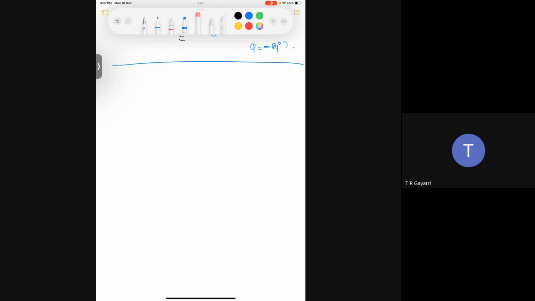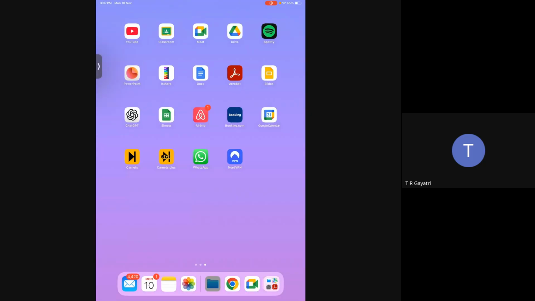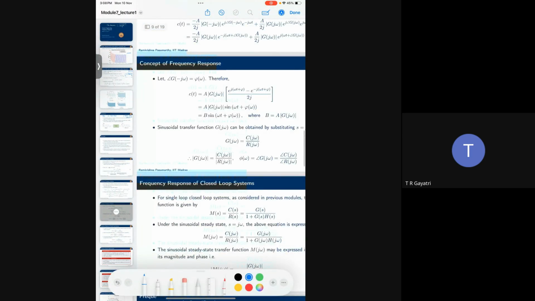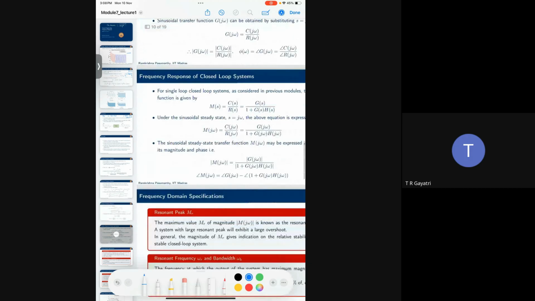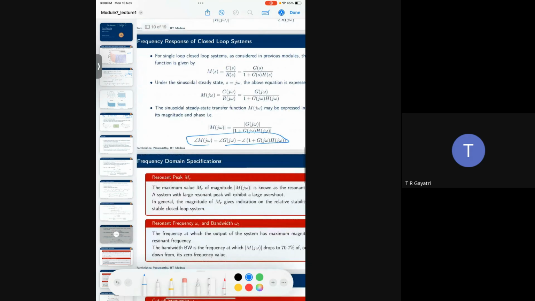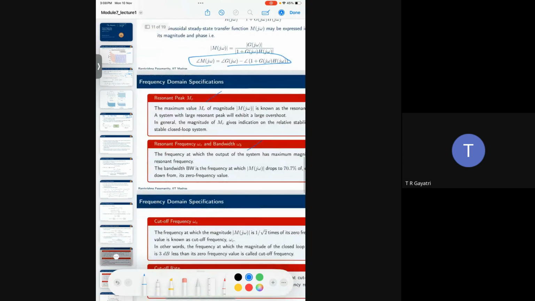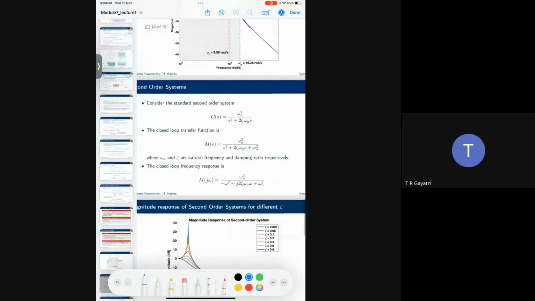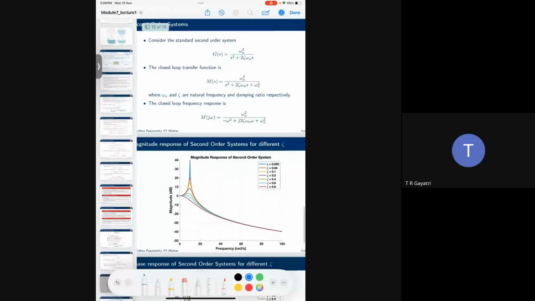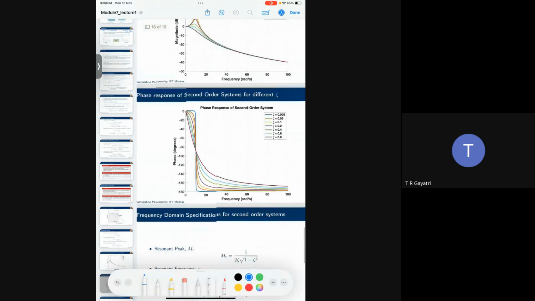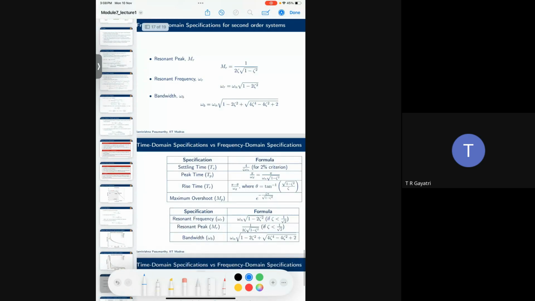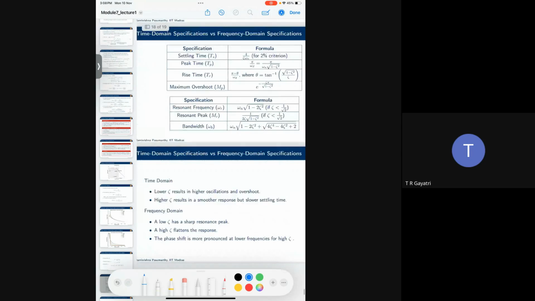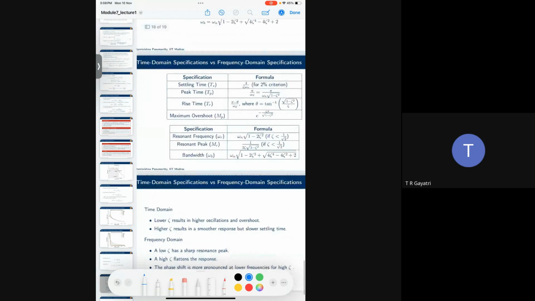Then we'll move to, I think I covered everything in the first lecture. Frequency responses, closed loop system, resonant peak done, frequency done, cutoff frequency done. And second order system representation is given. This we covered. This also we covered. Yeah, mostly everything is done.